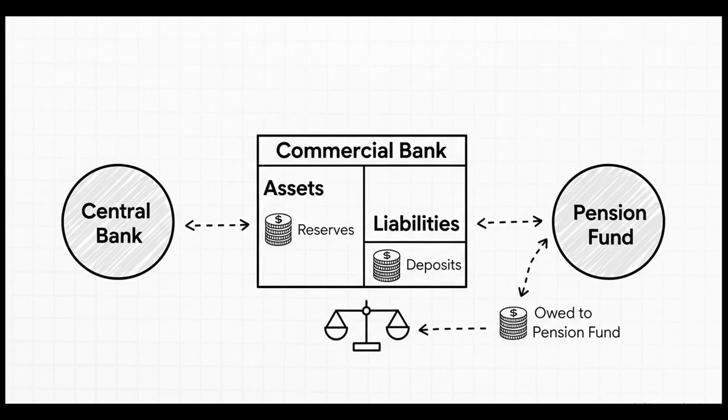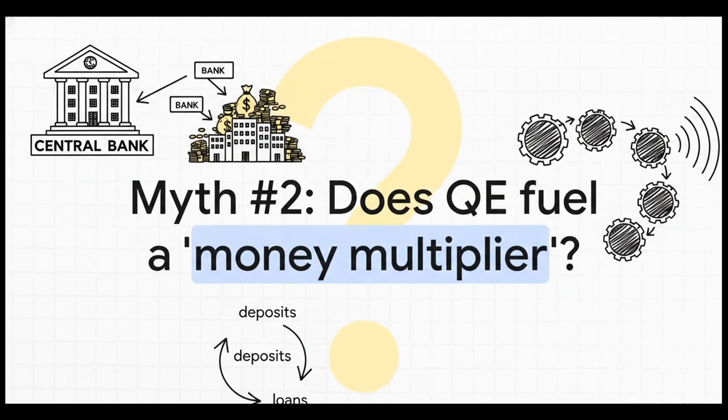QE is really just an asset swap. The central bank buys something, like a government bond, from, say, a pension fund. The pension fund's commercial bank is just the middleman. Now, what happens on the bank's books? It gets a new reserve asset from the central bank, sure, but it also gets a new perfectly matching liability, which is the deposit it now owes to the pension fund. It's not free money, it's a balanced transaction. Nothing is free.